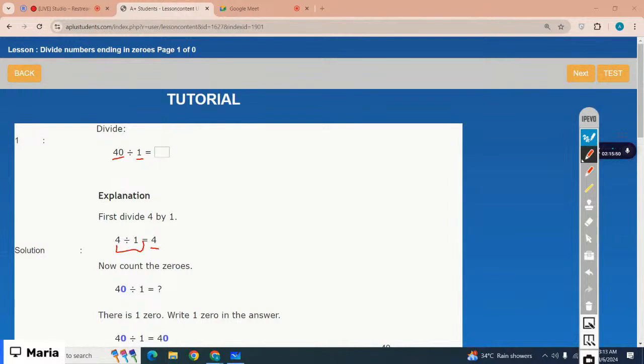Now you need to count the number of zeros. We have only one zero with 40, right? That means the answer must have the same zero. So 40 divided by 1 is 40.